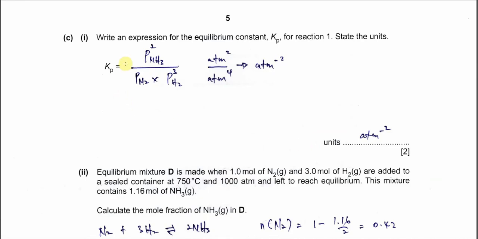C part 1. Write an expression for the equilibrium constant Kp. Kp is about pressure. Yeah? So do not put the square brackets, which are for concentration. No. You must use the partial pressure. And of course, you need to state the units in this question. So Kp is the partial pressure of the ammonia squared over the partial pressure of nitrogen times the partial pressure of hydrogen cubed.